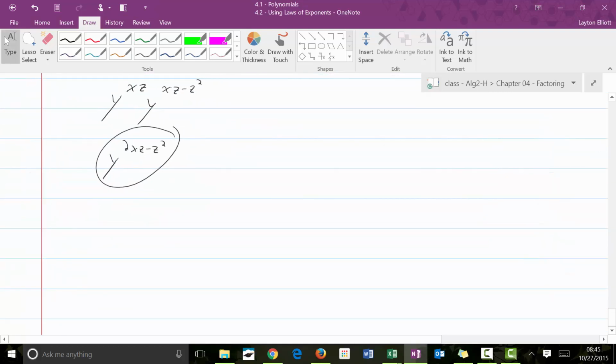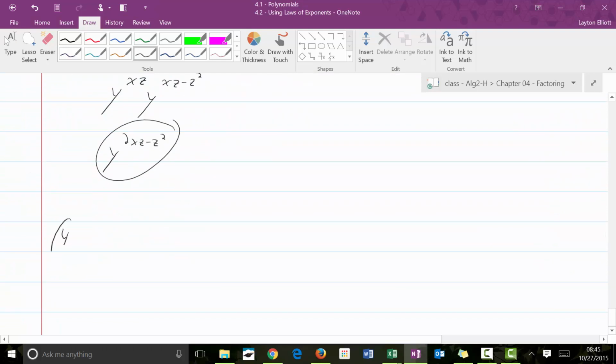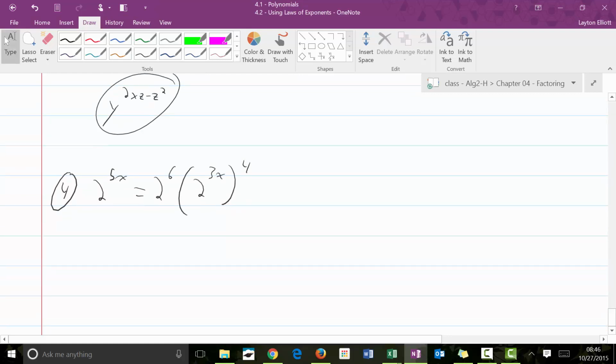Okay. Lastly, there are some tricks we can do. You're going to have some problems at the very end that talk about this, and I want to do an example. If I have 2 raised to the 5x, and I set that equal to 2 raised to the 6th times 2 to the 3x raised to the 4th power, and I want to solve for x.